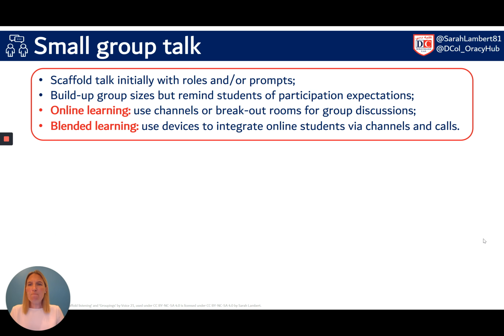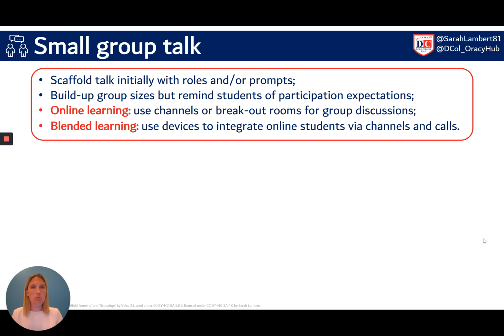Okay, group work. Basically, wherever the group work is taking place, whether it's in the classroom or online, it needs to be scaffolded initially, either with the prompt cards, the stems, or with role cards, but give it a structure so that students don't get distracted and it just becomes chatting for 10 minutes.